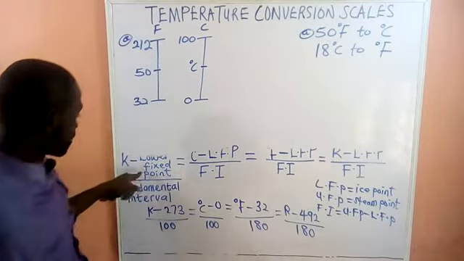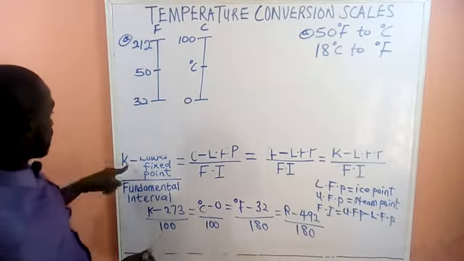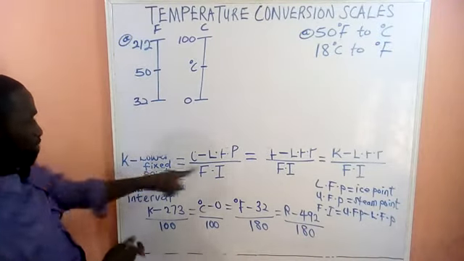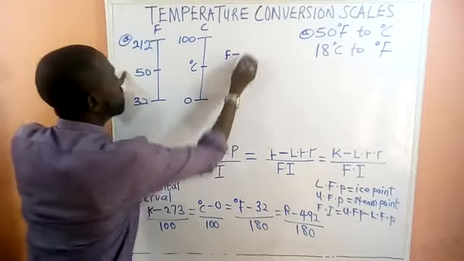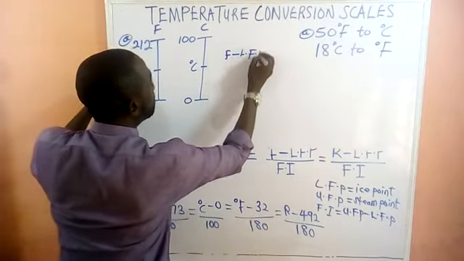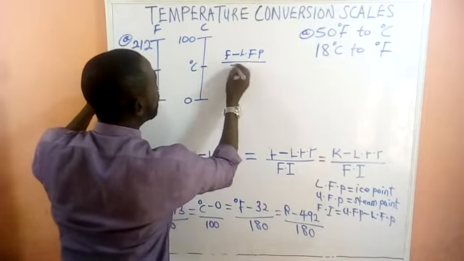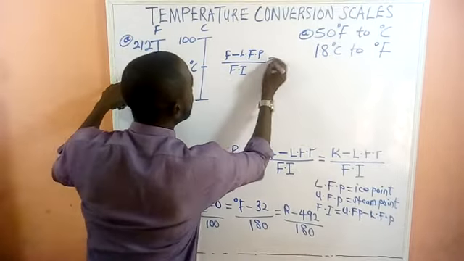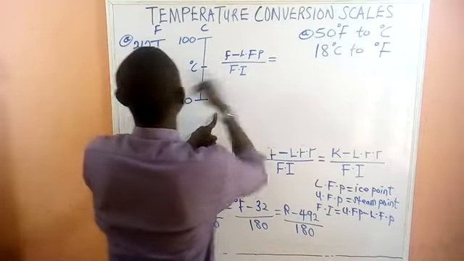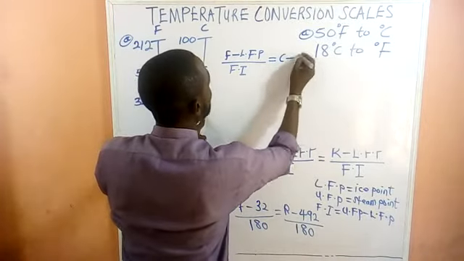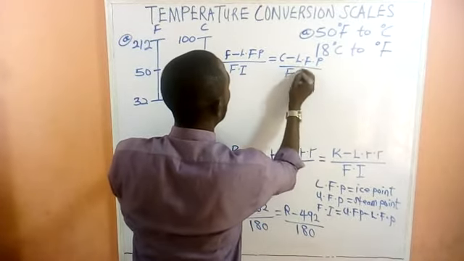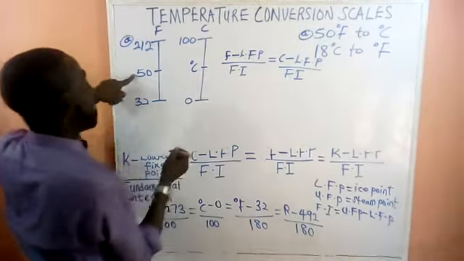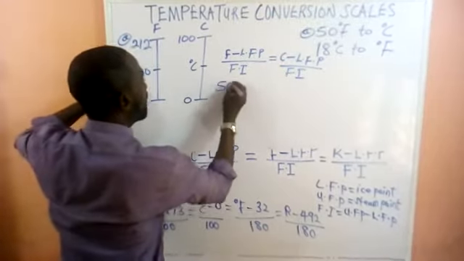So we go using this concept. F, which is 50. So we have our F minus the lower fixed point, all over the fundamental interval for the Fahrenheit scale, equals our C minus the lower fixed point. Are you with me? All over the fundamental interval. So what's our F? Our F here is given as 50. Are you with me class?